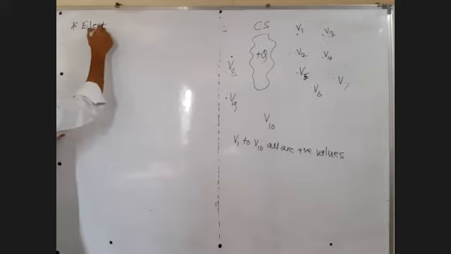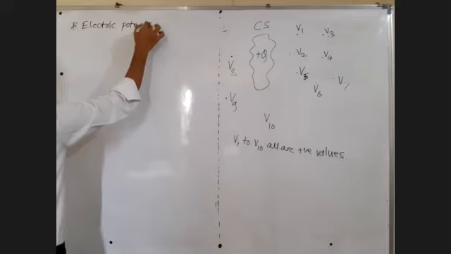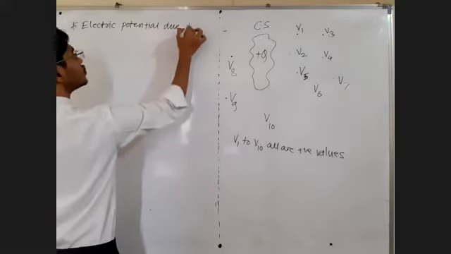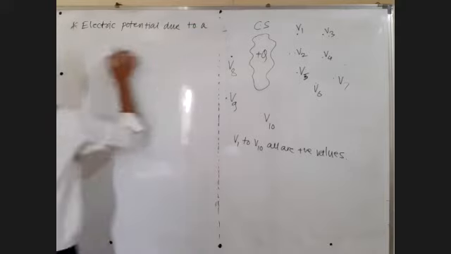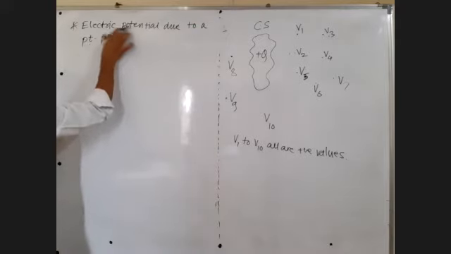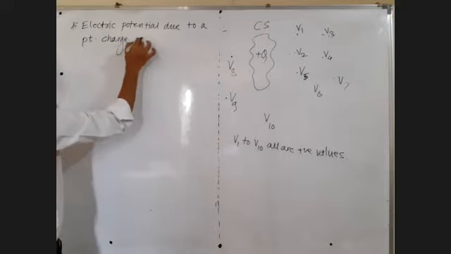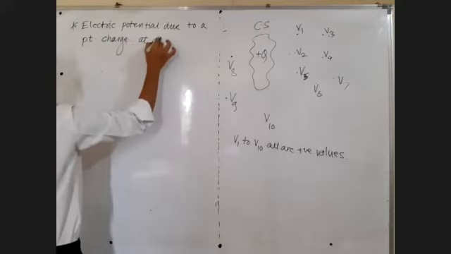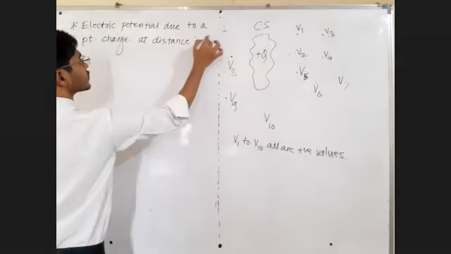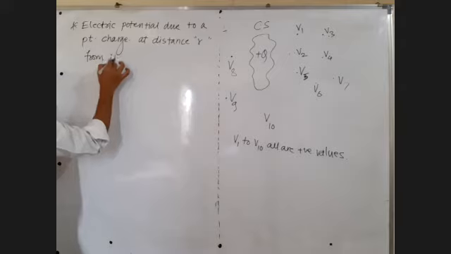Electric potential due to a point charge, at distance small r from it.